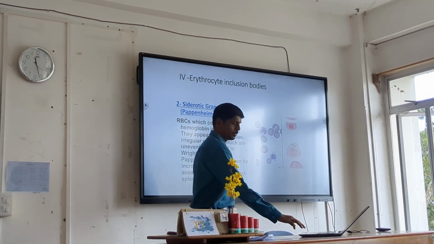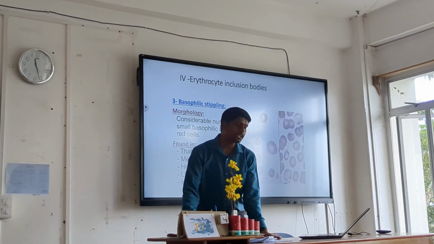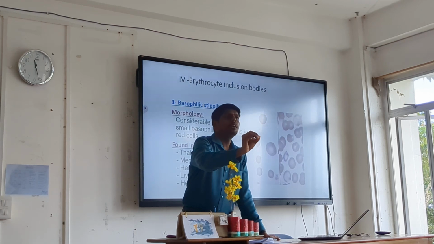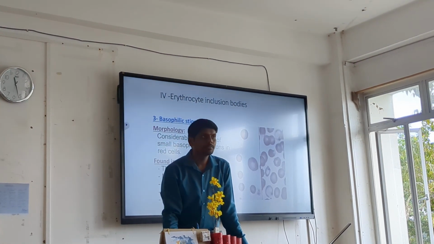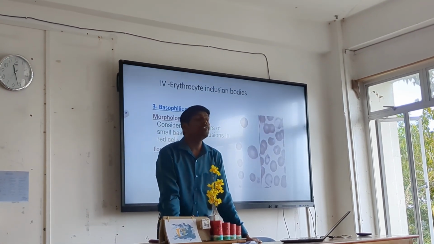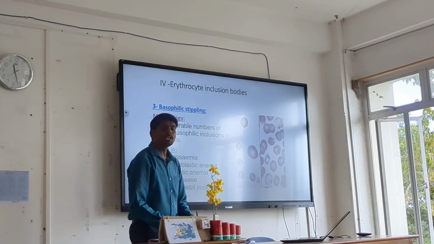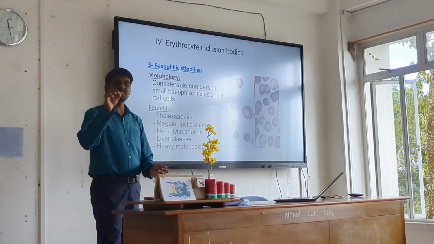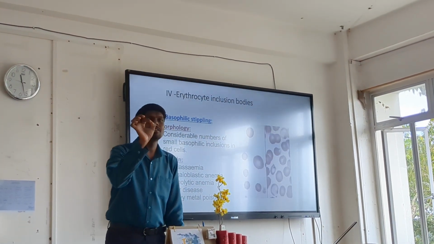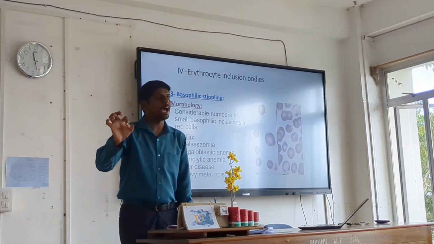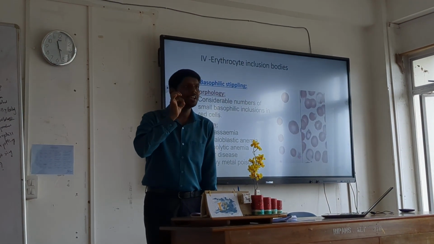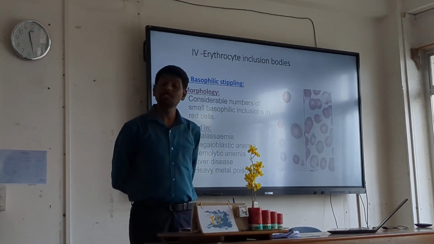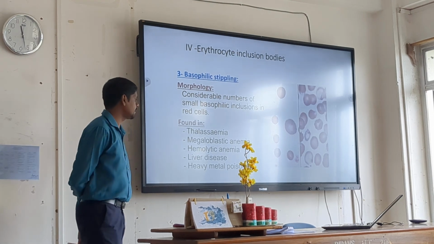The next one, third one, basophilic stipplings. Basophilic stipplings is one of the best gold standards for heavy metal poisoning. Heavy metals such as lead. Very, very dangerous. An invisible quantity, equivalent to a small ant's head, if you keep lead on your tongue, you will die in 30 seconds. That much dangerous lead is. Lead is a powerful, potent neurotoxin.